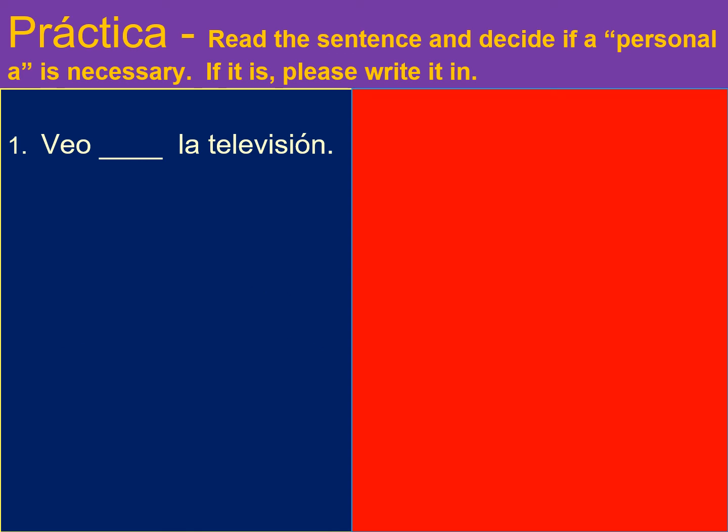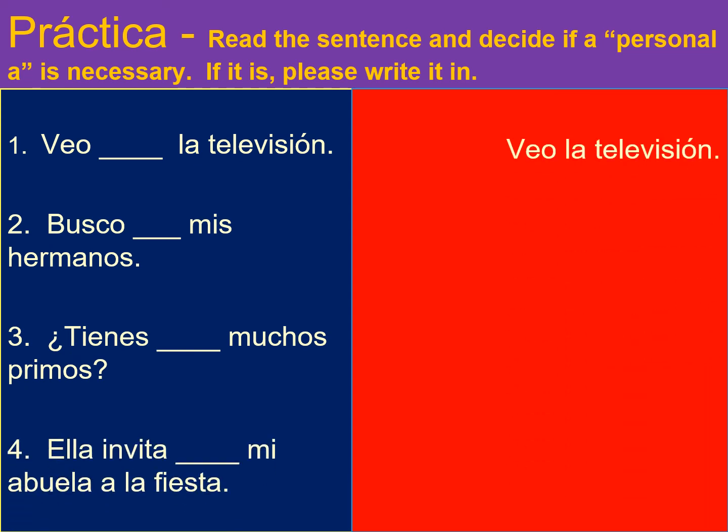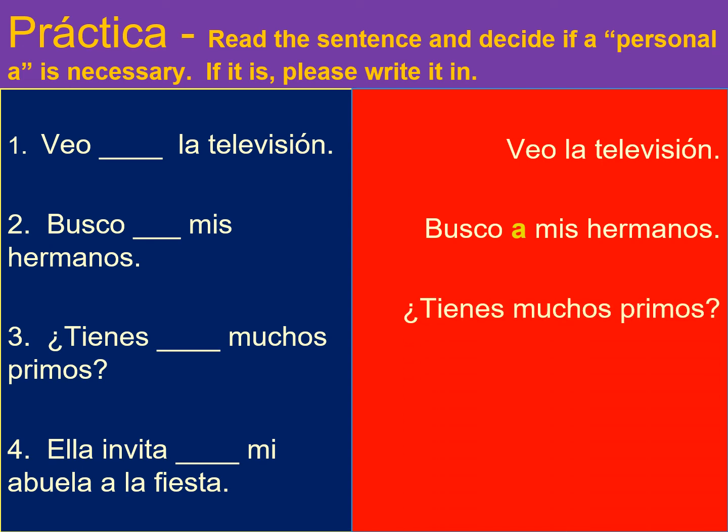Now let's go over it. Veo what? La televisión. La televisión is a thing, so we are not going to use the personal a. Veo la televisión. Busco what? Mis hermanos. You need an a. Busco a mis hermanos because mis hermanos are people. ¿Tienes what? Muchos primos. Well, here you are very tempted to use tienes a, but remember, after the verb tener, you don't use the personal a.